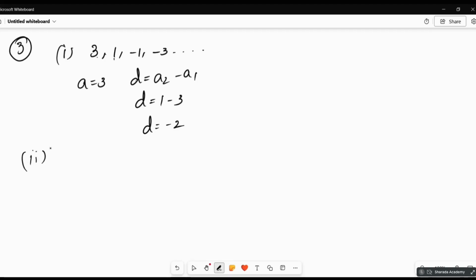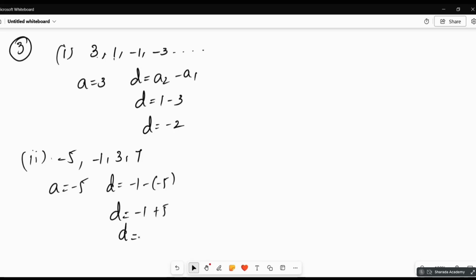You did the second one? Do the second one and tell me the answer, Netra. So second question, everyone: minus 5, minus 1, 3, 7. So common difference means A2 minus A1, A3 minus A2, like that. Minus 5 and 4. Correct. A is equal to minus 5. D is equal to minus 1 minus of minus 5. So D is equal to 4. 4 or minus 4?